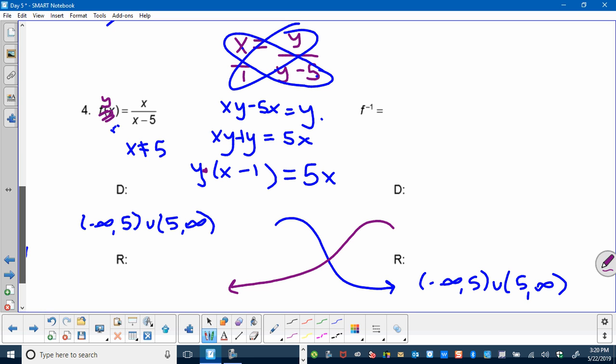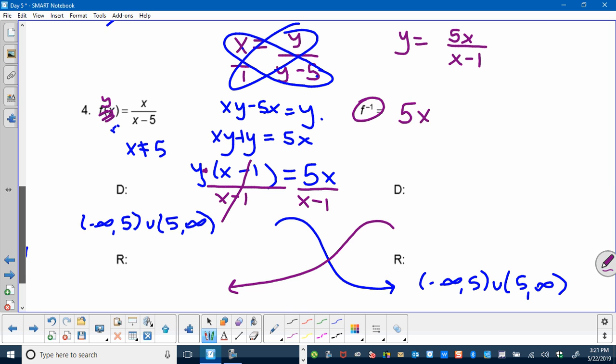How do you cancel multiplication? Well, you divide, and you want the y alone. So you're going to divide by x minus 1 on both sides. That's going to cancel. Oh my god, your y is finally alone. So really, your inverse is y equals hot mess. So 5x over x minus 1. Okay, but we don't write the y, we write f inverse of x. So the inverse of that function is 5x over x minus 1.